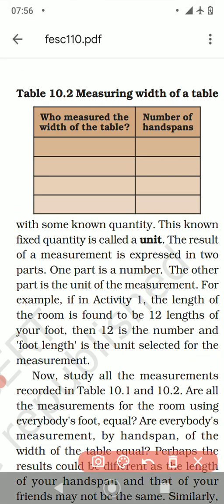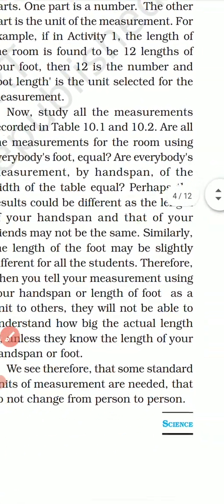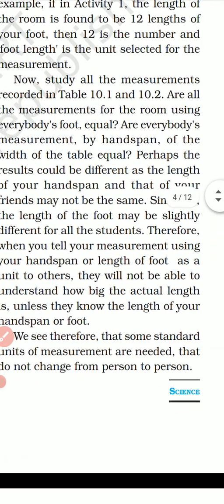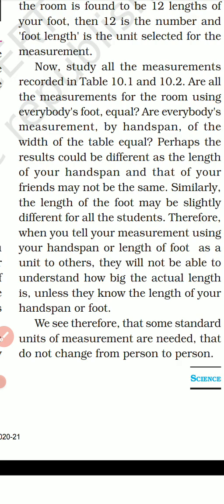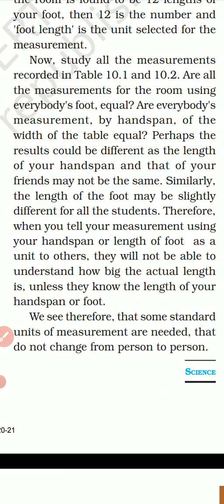Now study all the measurements recorded in Tables 10.1 and 10.2. Are all the measurements for the room using everybody's foot equal? What do you think? Will they be equal? Are everybody's measurements by hand span or by width of the table equal? Perhaps the results could be different, as the length of your hand span and that of your friends may be different. Similarly, the length of the foot may also be slightly different for all the students.